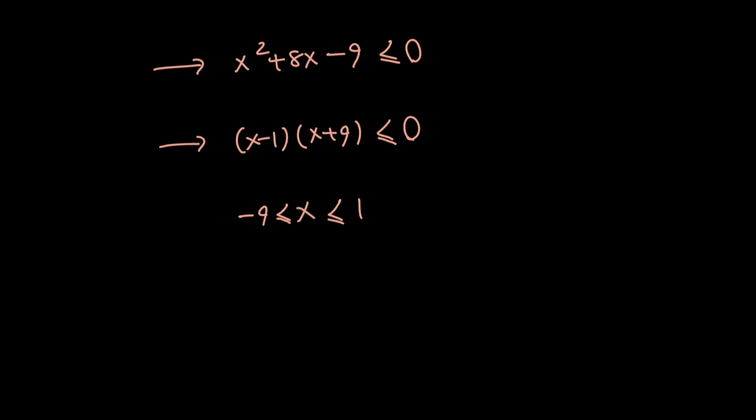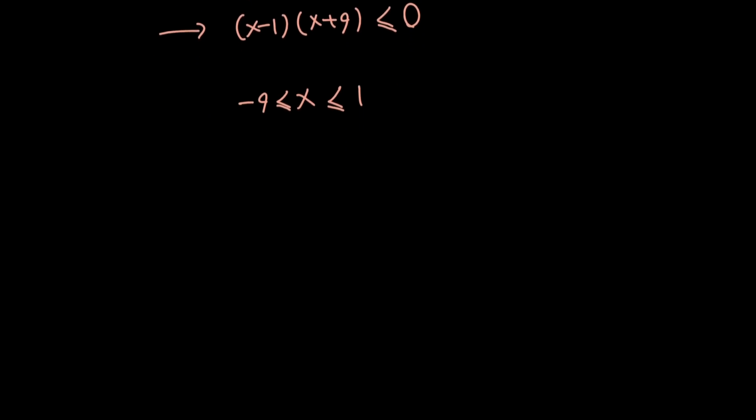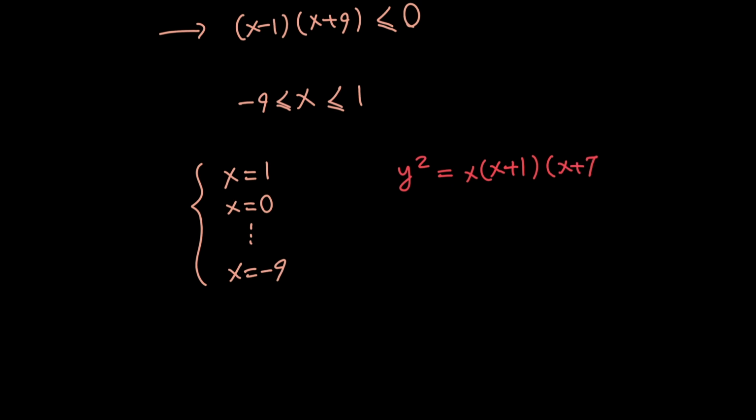But remember that x is an integer, so we want to solve for integer values of x. Therefore, we have 10 cases for x. x equals 1, or x equals 0, or ... x equals negative 9. So we have 10 cases for the values of x, but we don't know which of these values are valid. So to find out which one is valid, let's take a look at our original equation.